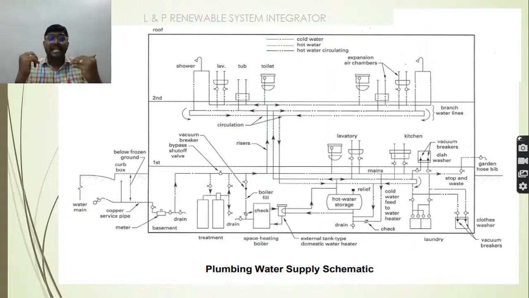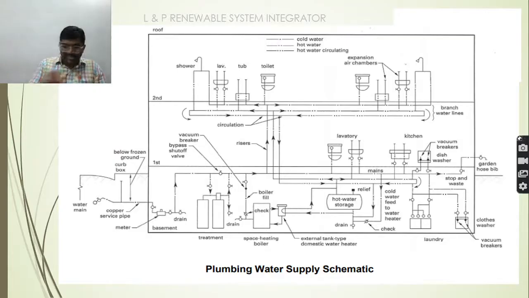Okay, and it is supplying to 3 different floors. It is supplying to the hot water storage system, boilers, showers, toilets, expansion air chambers, lavatories, kitchens, like that, even cloth washers. Also the entire plumbing system is supplying water supply.